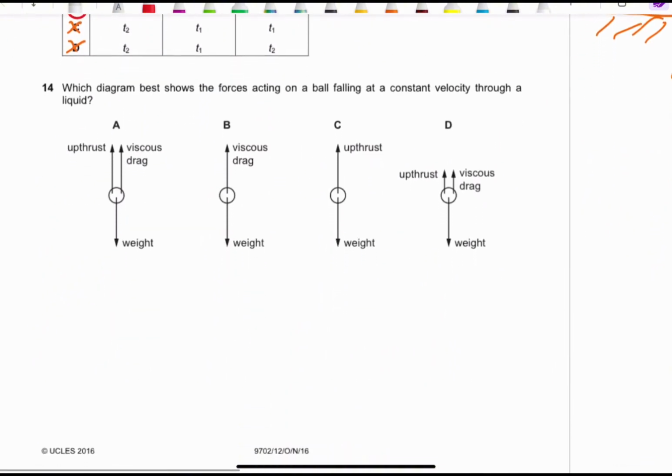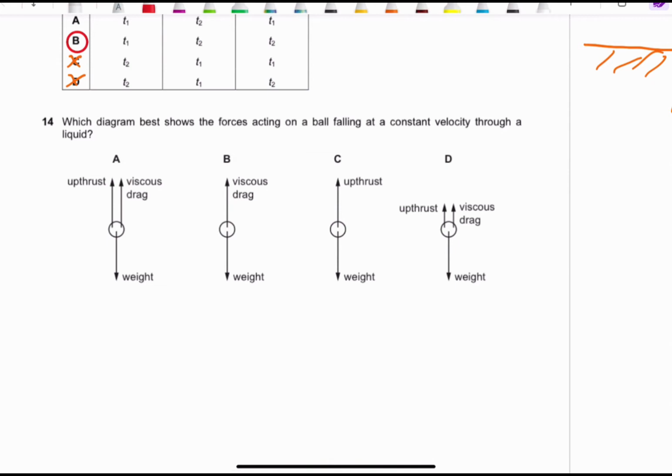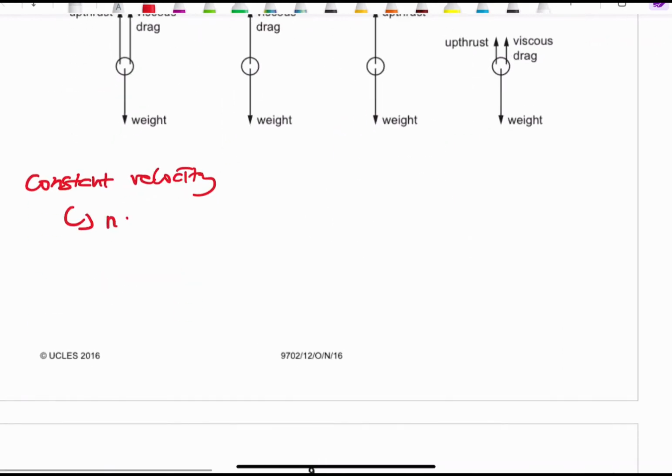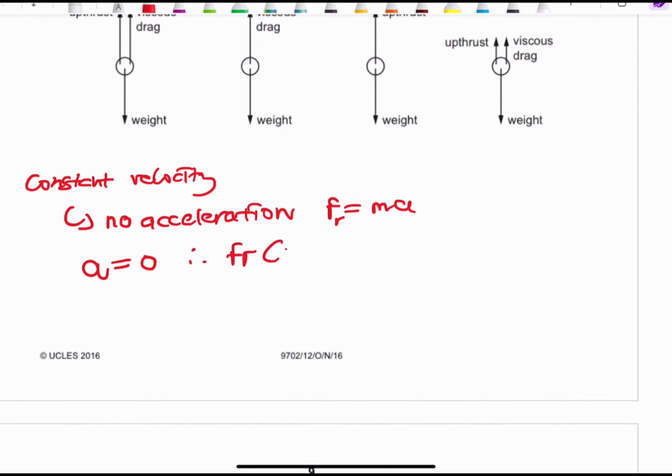Okay. Question number 14. Which diagram best shows the forces acting on a ball falling at a constant velocity through the air? Guys, you need to pay attention to this word, constant velocity. What does it mean? Basically, constant velocity means one thing and one thing only. It means that there is no acceleration. But I know that F is equivalent to ma, resultant force, that is, right? So if there is no acceleration, it means that the resultant force should be equal to 0.